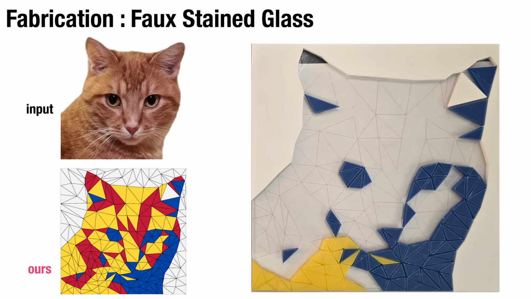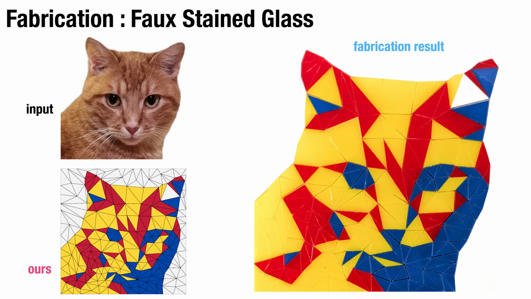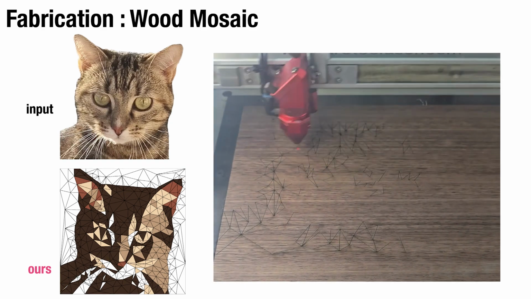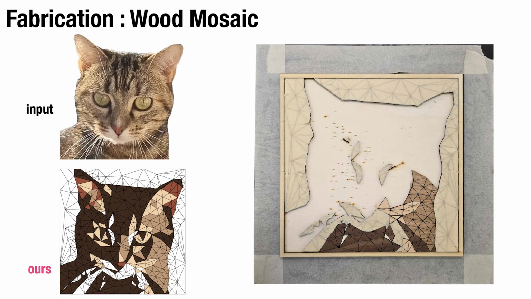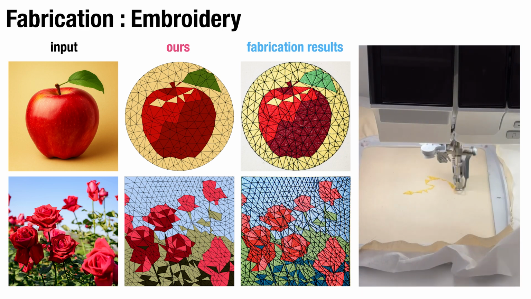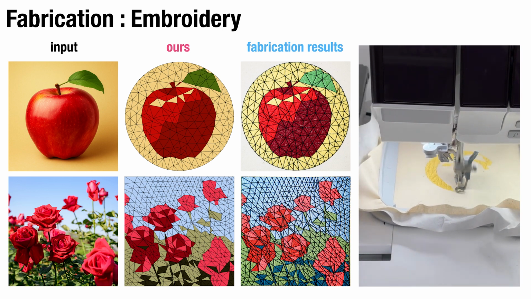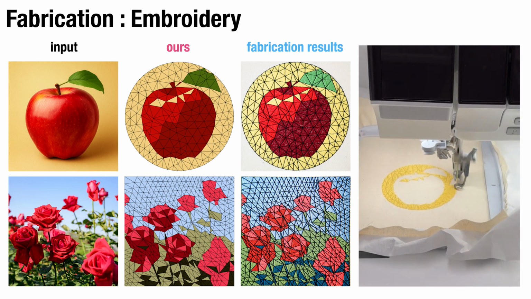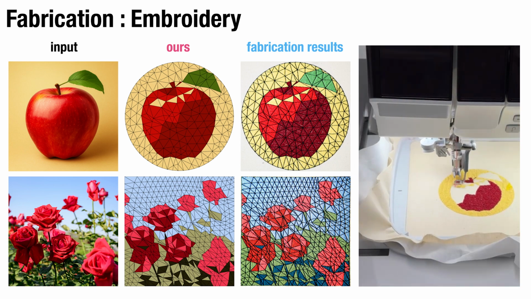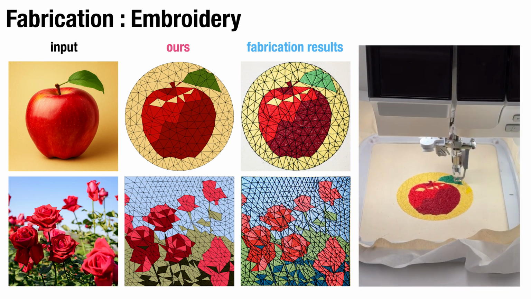Using our output, we can create a faux stained glass window by laser cutting the triangles produced by our method from colored acrylic sheets. The same strategy can be applied to other materials, such as wood, where we further reduce the assembly effort by only fully cutting the edges at color switches. Our vectorized outputs can also be automatically converted to embroidery files, filling the primitives with satin stitches. Since we output a valid mesh, we can make use of graph algorithms in order to minimize jump stitches, making the fabrication more practically feasible.